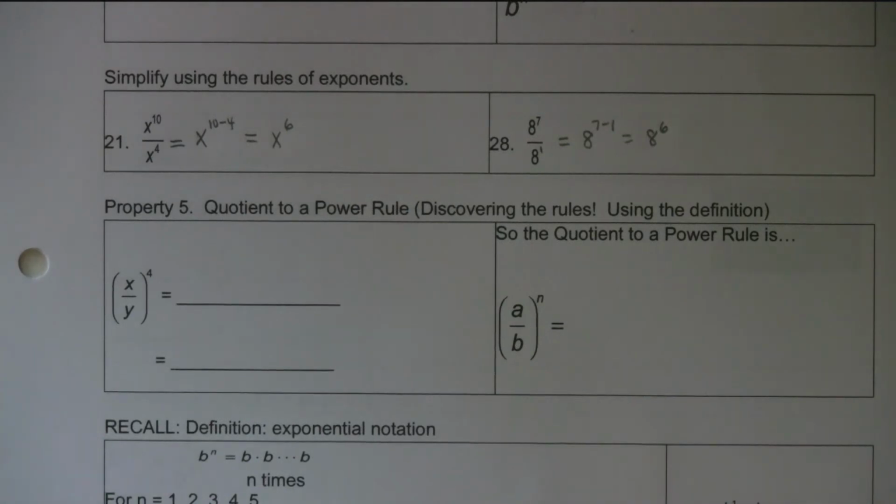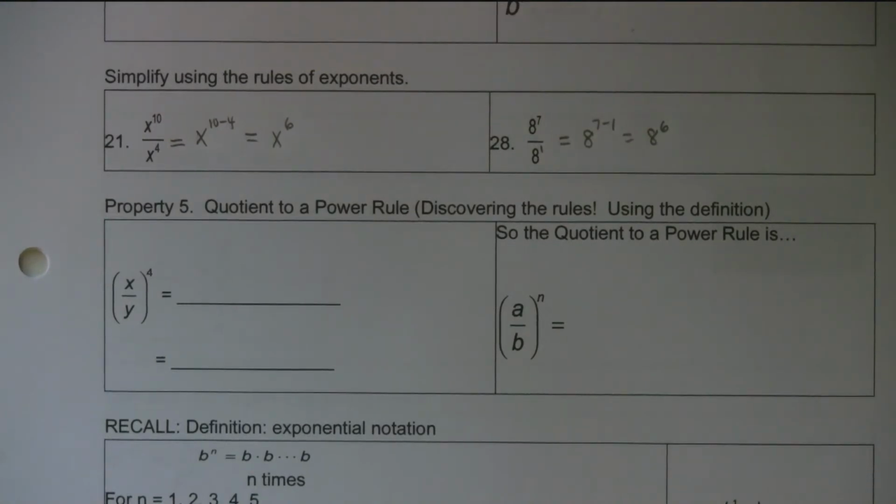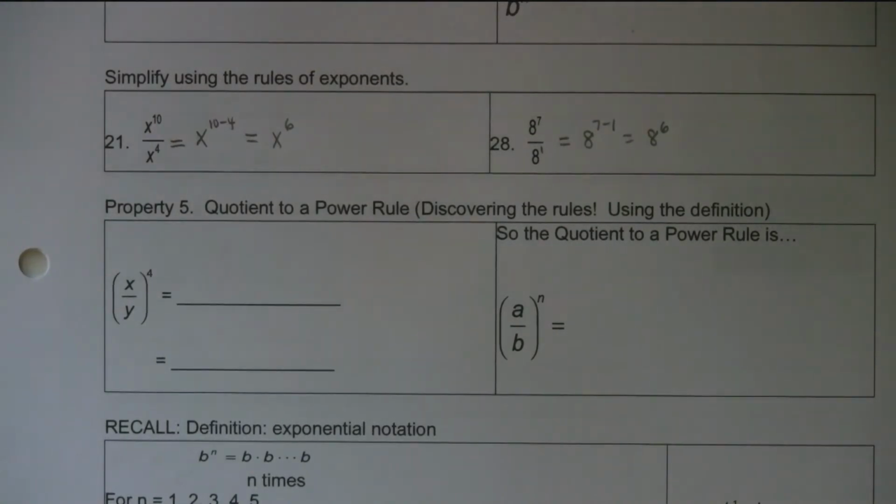And then another property, property 5, is the quotient to a power rule. And so all the rules in 4.1 all started with a P: the product rule, the power rule, the product to a power rule. And so far our rules are all starting with a Q, right? The quotient rule and quotient to a power rule.